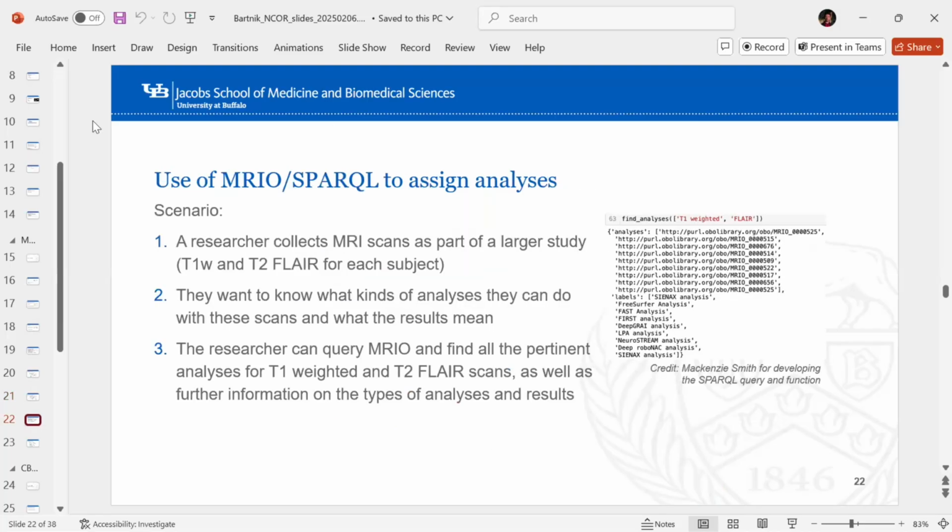And so one of the main things that we ended up using MRIO for: one of the undergrads that worked under me, Mackenzie Smith, who was also a student of Alex Steele's, wrote a SPARQL query to help people just type in what kinds of MRI data they have. So for example, T1 weighted and T2 FLAIR are just different kinds of MRI data. They're just different ways of acquiring an image of the same brain, essentially, but you can do different things with them. So you just type in the name of the sequence that you have, and MRIO will find the analyses in MRIO that you can do with these kinds of imaging data.